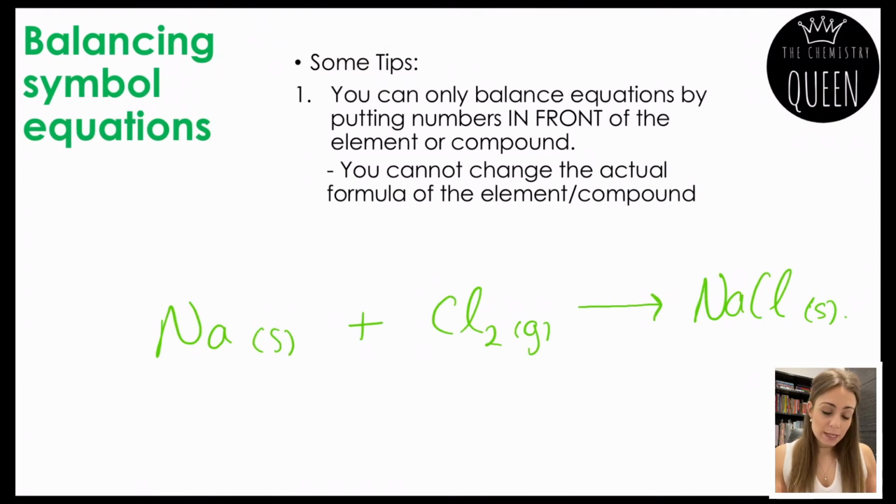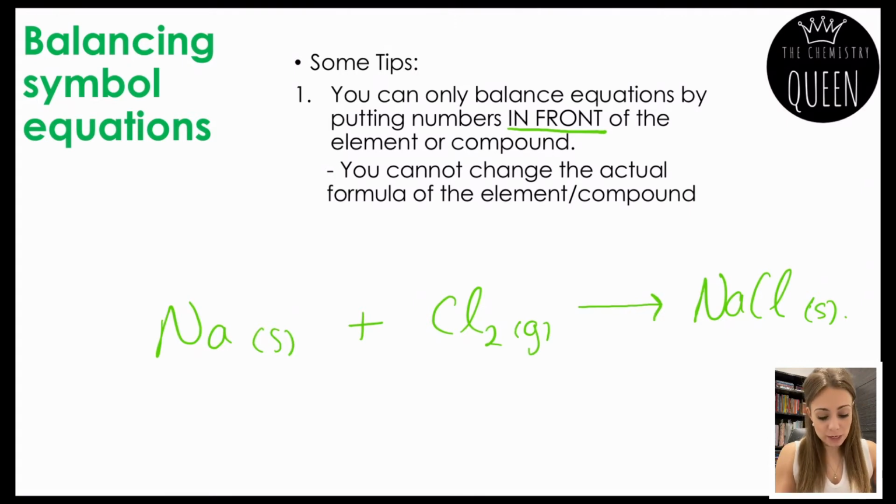Now that we've looked at state symbols, we can look at balancing symbol equations, and I'm going to give you some tips and advice to help you balance equations more easily. Tip number 1, you can only balance equations by putting numbers in front of the element or compound. You cannot change the actual formula of the element or compound. Let's have a look at this example.